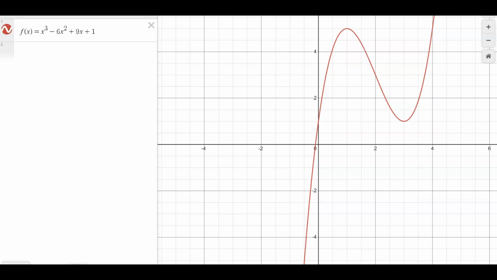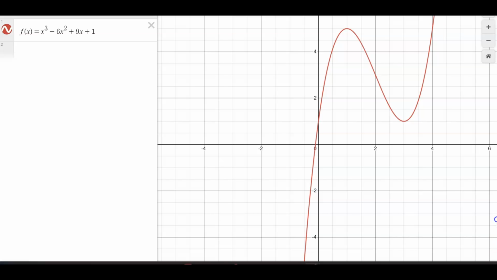We're going to have a local minimum right at this point here, which looks like it's at x equals 3 comma 1. And then we have a local maximum at this point right here, where x equals 1 and y equals 5. Okay, so those are all the values that we wanted to mention.